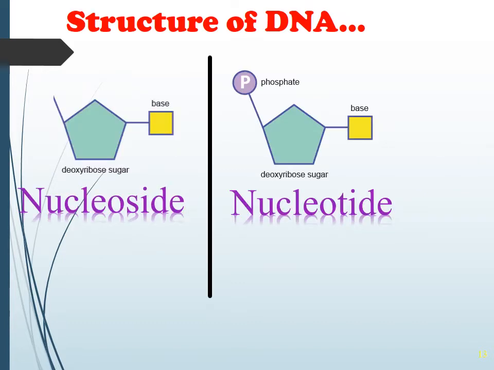Before going to discuss nitrogen bases, I want you to remember these two terms. One is nucleoside and another is nucleotide. What is a nucleoside? When it contains deoxyribose sugar and a nitrogen base, we call it a nucleoside. And what is a nucleotide? Deoxyribose sugar plus nitrogen base plus phosphate group. So the basic difference between these two terms is the presence or absence of the phosphate group. Okay?